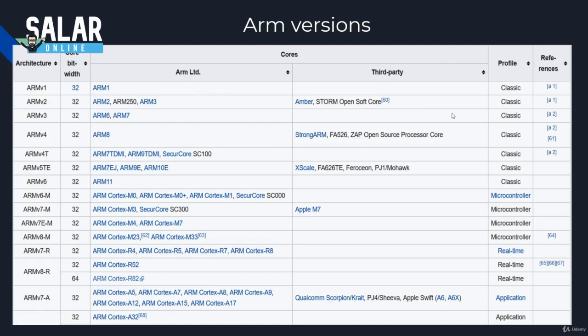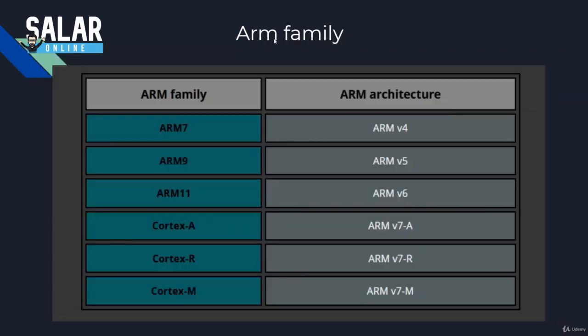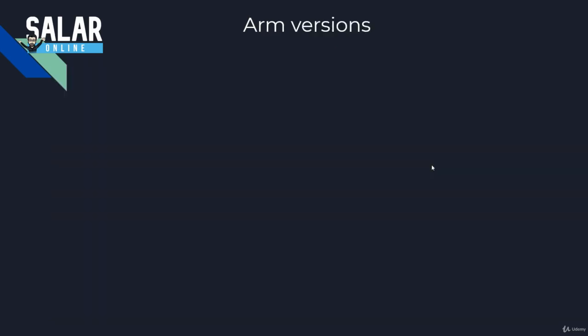This is from Wikipedia. These are the different families of ARM architectures, and we'll be looking at the ARM11 family, which has the ARMv6 architecture. And I actually missed something. Let me just go back.